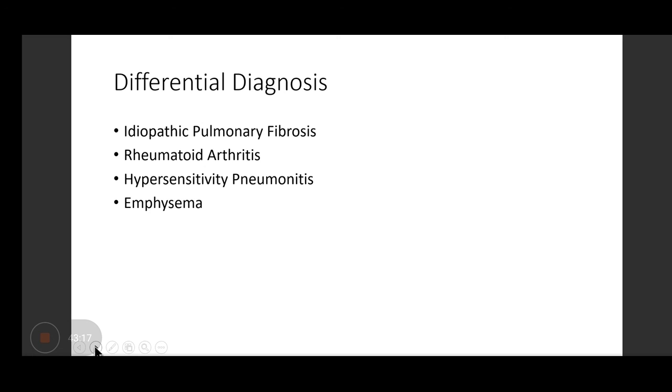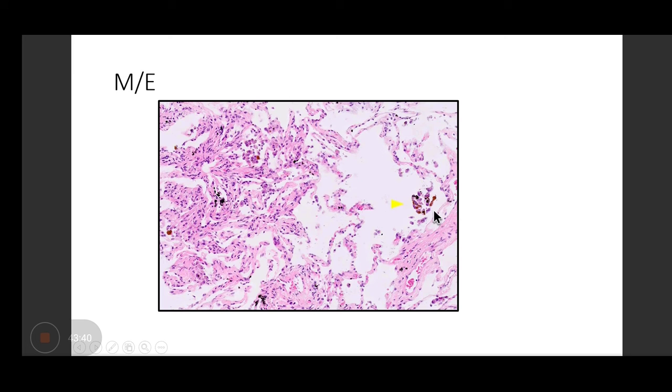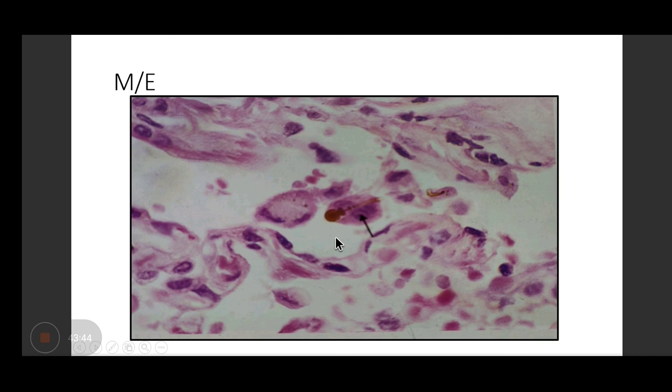So on gross in asbestosis, the pleura is affected. This is on the pleural surface of the diaphragm. There are fibrocollagenous plaques, which can also be calcified. And pleural thickening can be seen. Also, there is deposition of carbon particles. And on microscopy, asbestos bodies are seen.